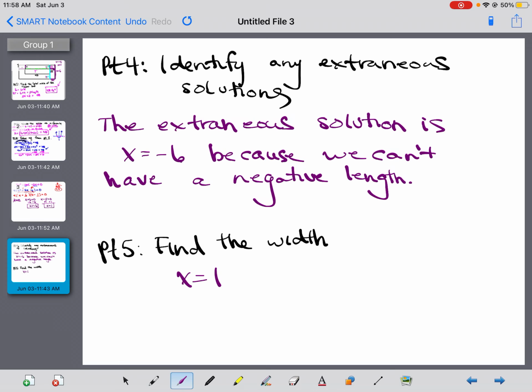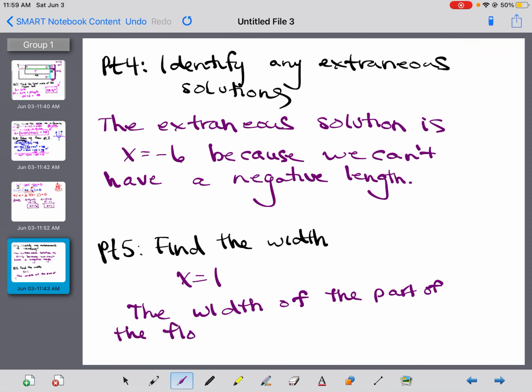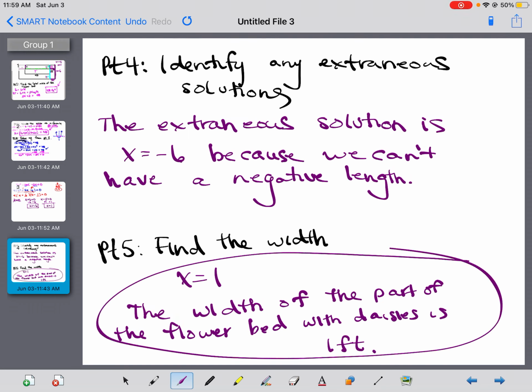So again, how I'm going to write it: the width of the part of the flower bed with daisies is 1 foot. Okay, so that's my formal answer right here. Okay, so that is how you do the written assignment.